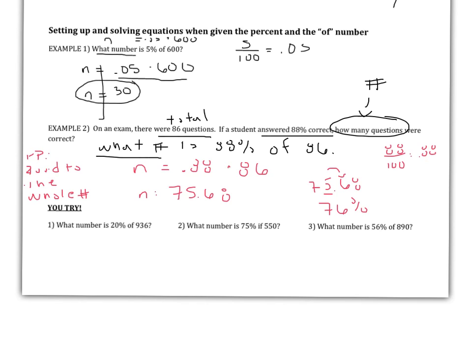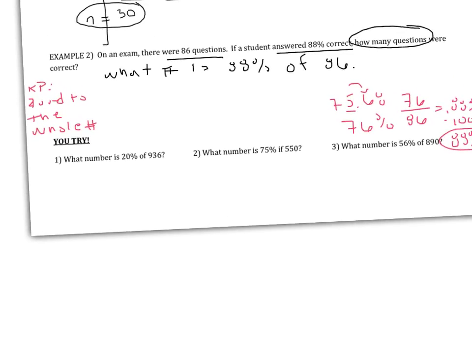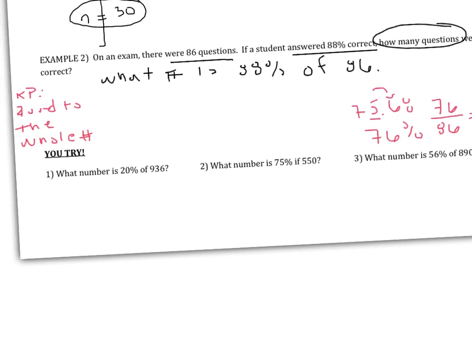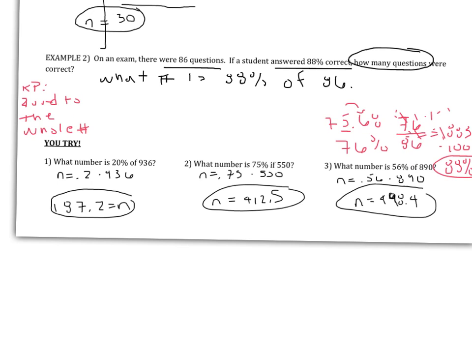And we can check that, too. If we do 76 questions right out of our 86 total, we're going to get 0.883. And if we multiply that by 100, we get 88% if we round to the nearest whole number. So it works. All right, I want you guys to go ahead and try a couple practice problems. So go ahead and try practice 1, 2, and 3. Pause the video, and then when you're ready, press play, and you can see the answers.